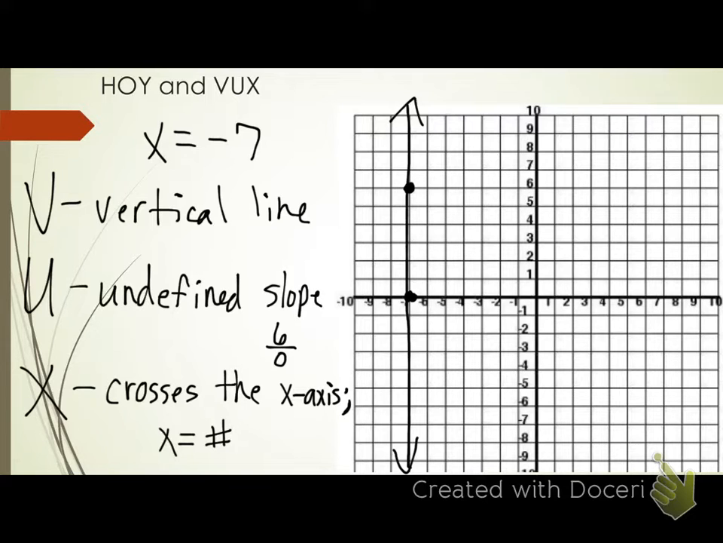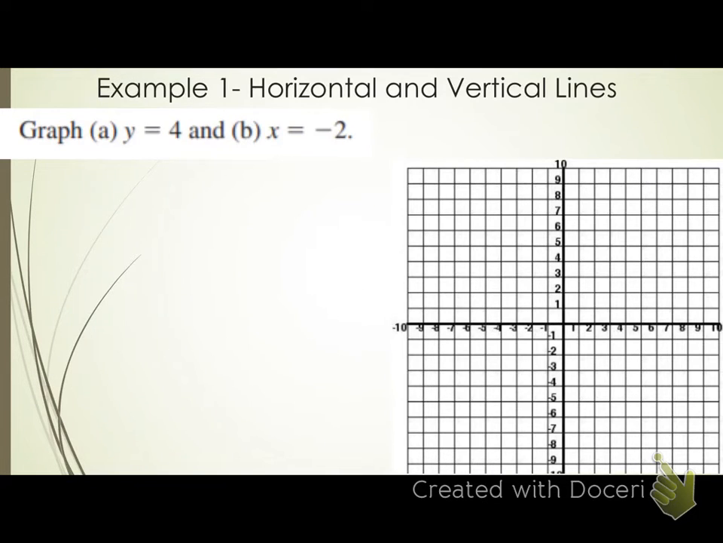Good. Can I move on? Yes. Sweet. 2 more examples here really fast. Letter A. Y equals 4. What I want you to do on your assignment is label it as Hoy or Vux first and then graph it. So is this going to be Hoy or Vux, and how do I know? Very good. Hoy because it's y equals a number. So I would write down Hoy.